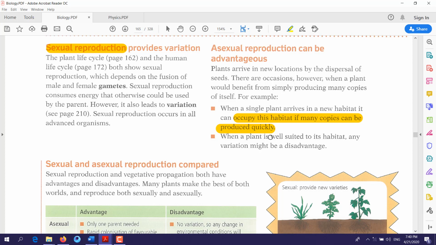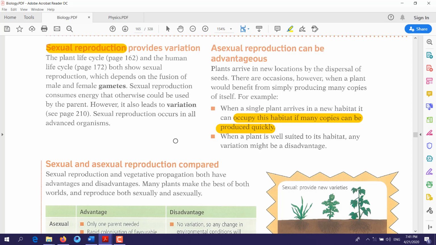But there are some disadvantages to it. Because all the offspring are genetically identical, or they are the same. What does that mean? Any change to the habitat will affect all the organisms. It's not like sexual reproduction. For example, us now, as humans, the offspring of a human belong to the same species, but they vary from each other.